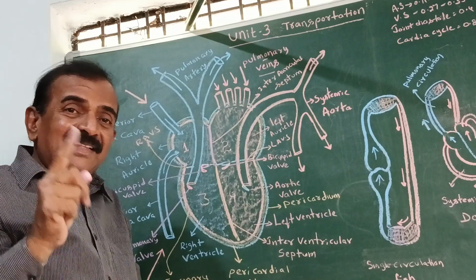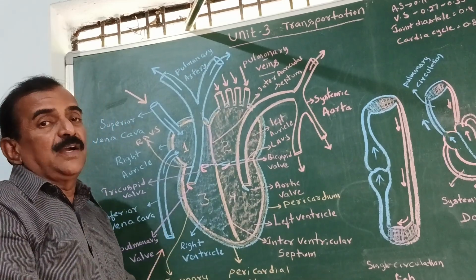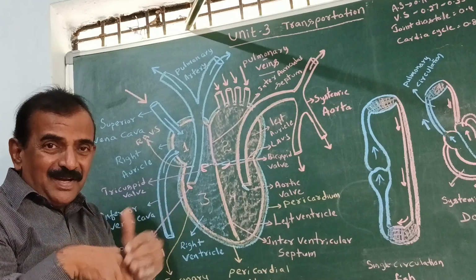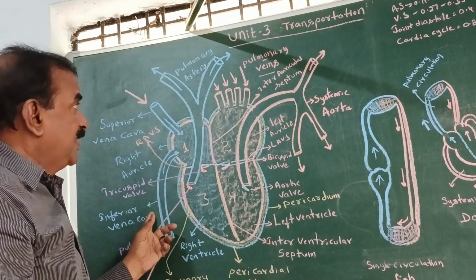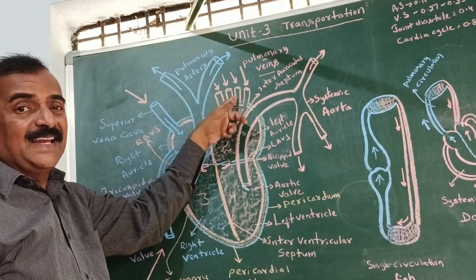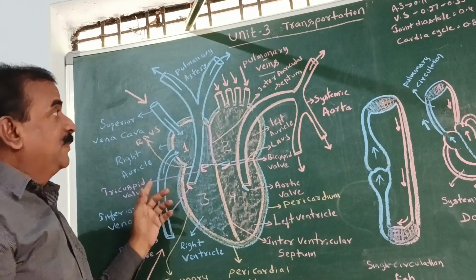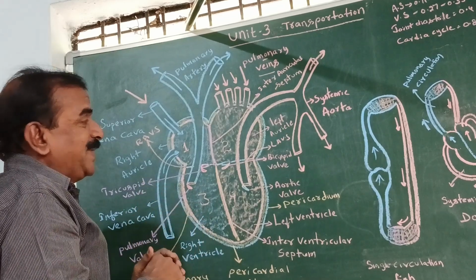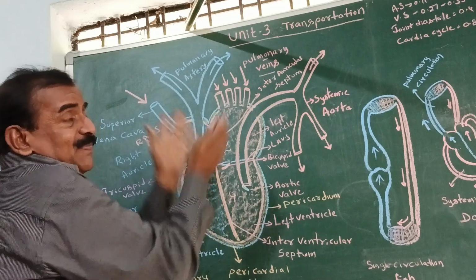The left auricle is meant to receive what? Oxygenated blood. So we discussed the blood vessels which bring blood to the heart. What are they? Superior vena cava, inferior vena cava, pulmonary veins. These are the exceptional ones. They carry oxygenated blood, and these carry deoxygenated blood. Okay. Now I am explaining the blood vessels which carry blood away from the heart.